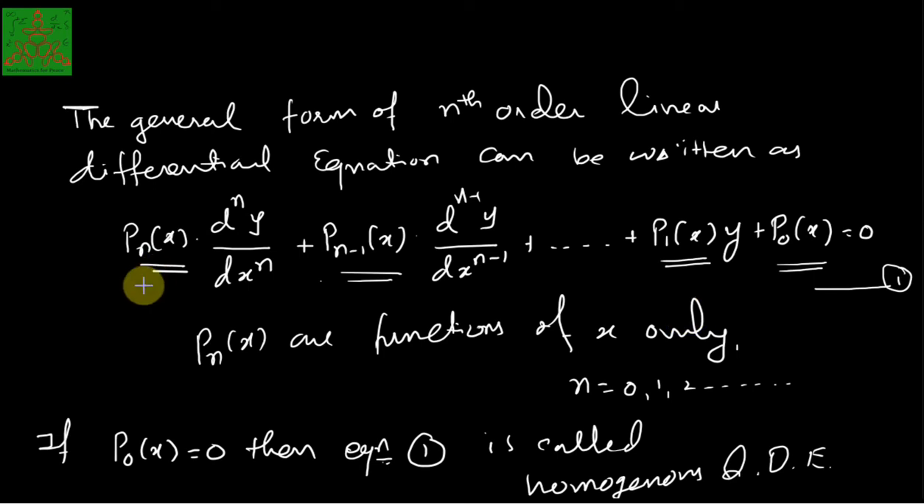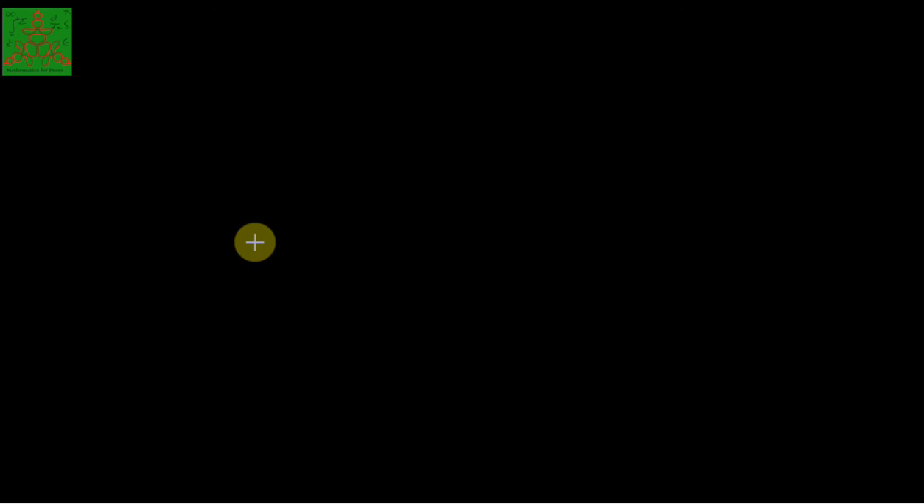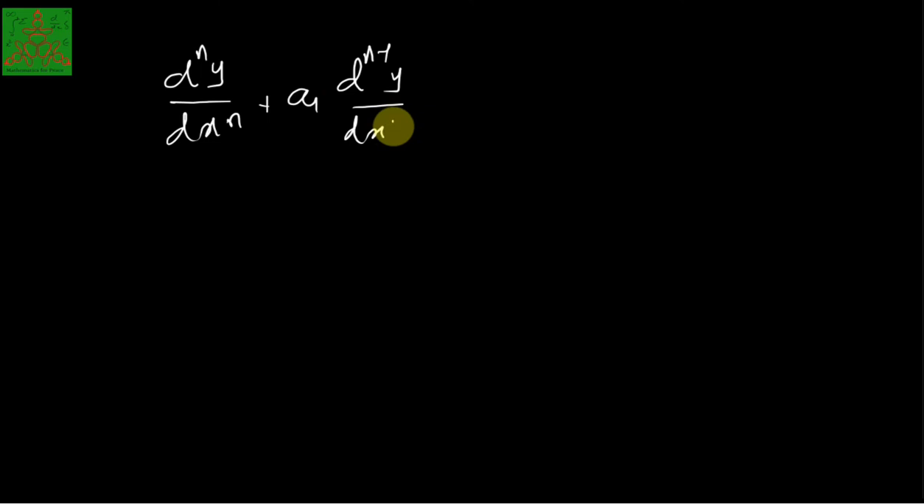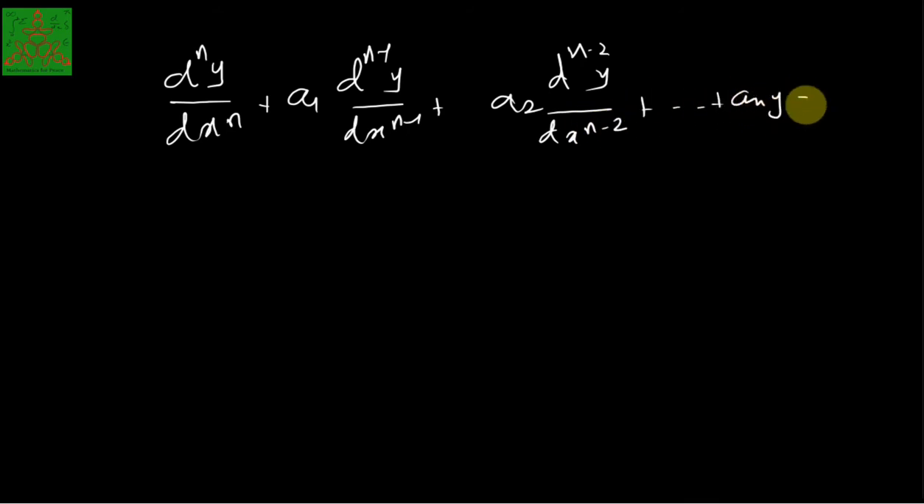The general form of a linear differential equation with constant coefficients, for which our objective is to write down the complementary function, is of the form d^n y by dx^n plus a1 d^(n-1) y by dx^(n-1) plus a2 d^(n-2) y by dx^(n-2) and so on, up to an y equal to some other function, let's say r of x.